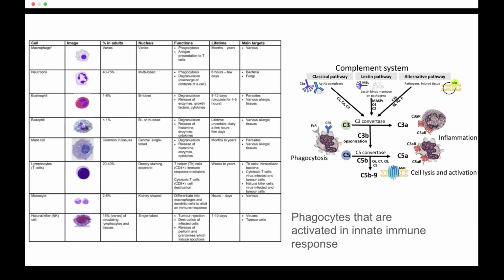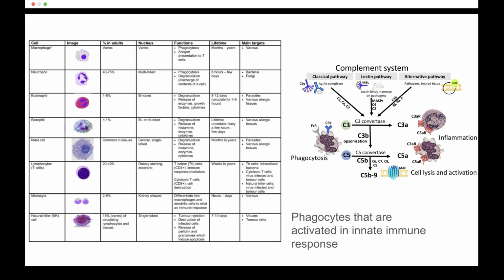So on the right, it's a very detailed pathway of the complement system. Basically, at the end of the pathway, it's phagocytosis and inflammation, and it will cause apoptosis. So basically, it's just a way to recognize and kill the infected cells.